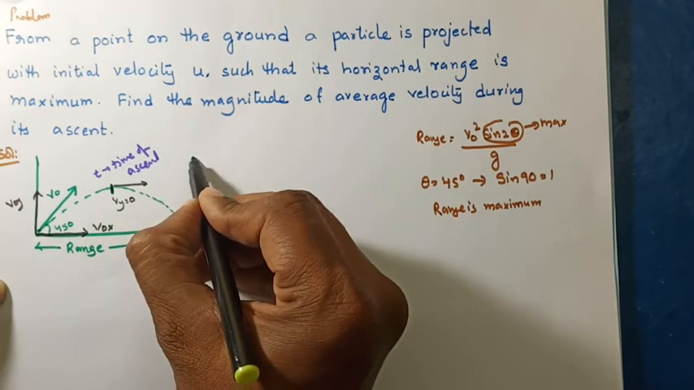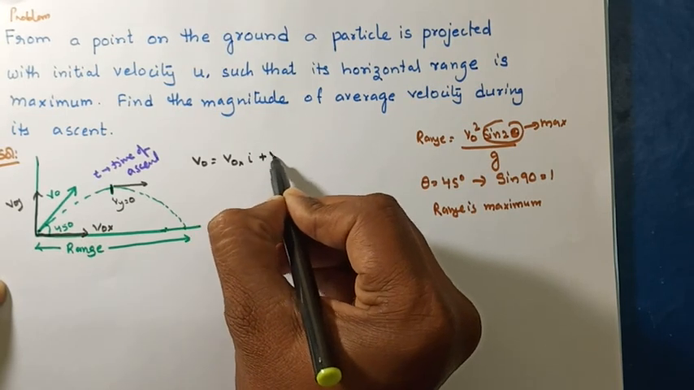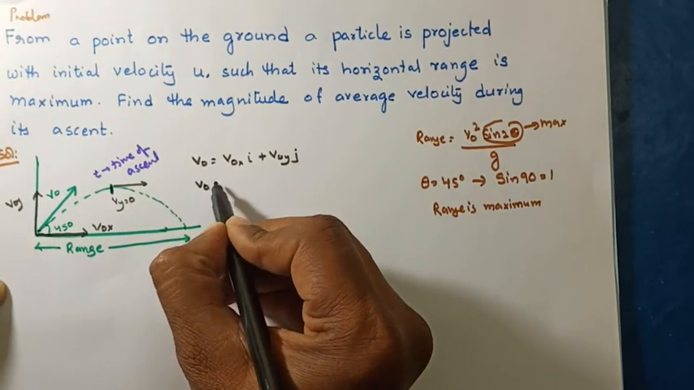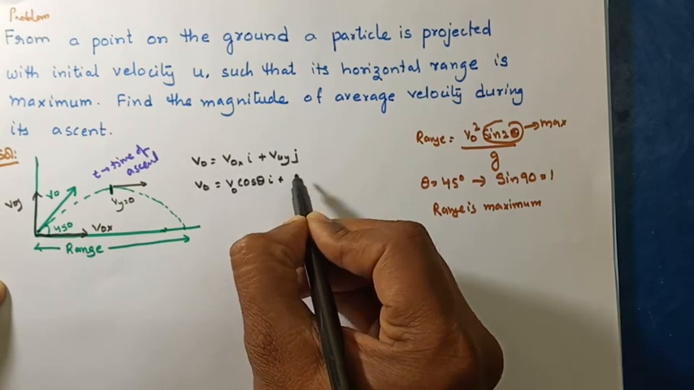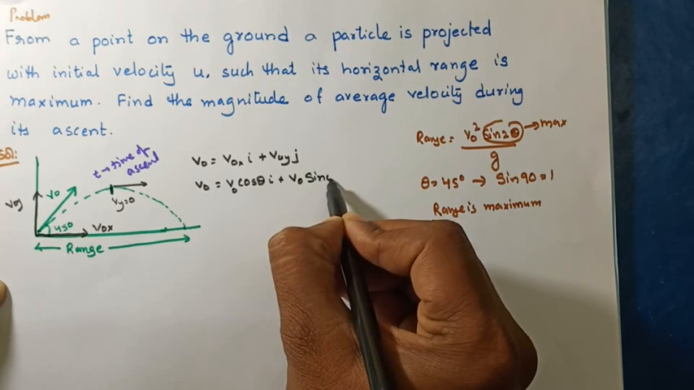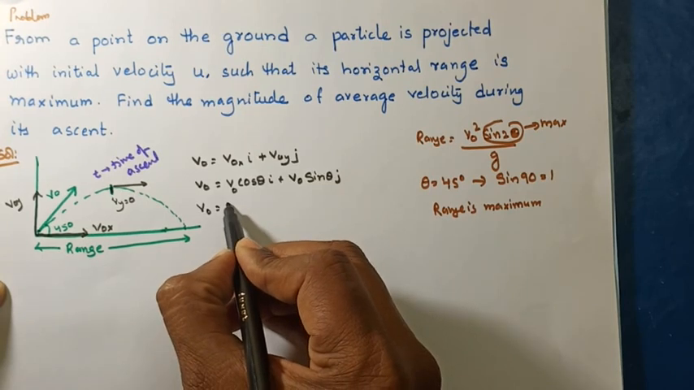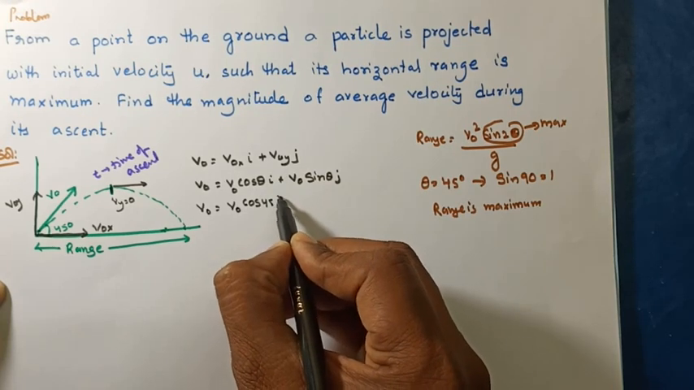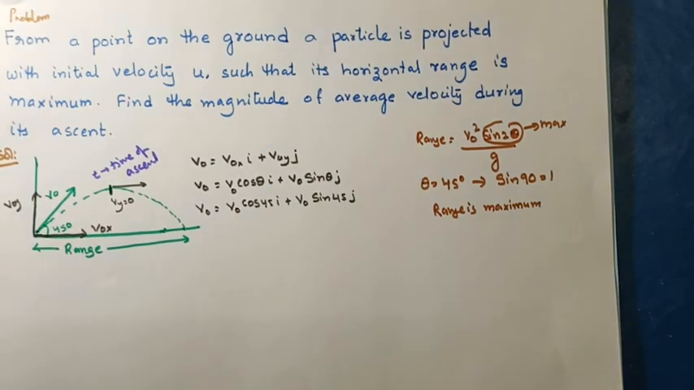Now how do I write v naught? V naught is equal to v naught x i in vector form plus v naught y j. So V naught vector means V naught cos theta i plus V naught sin theta j. V naught is equal to, I am writing as it is, V naught cos 45 i plus V naught sin 45 j. Right? This is a simple problem.